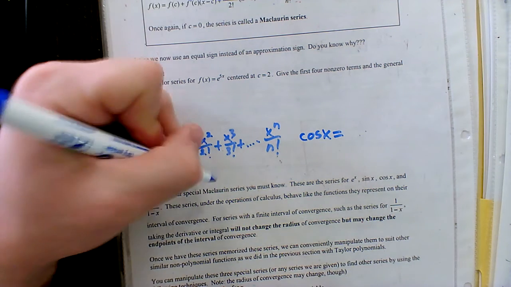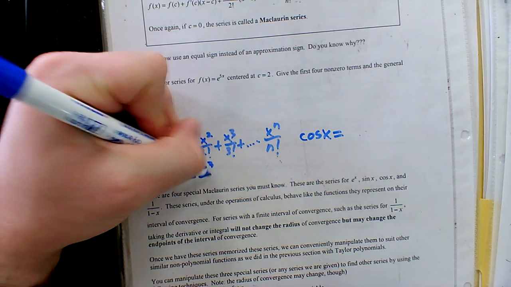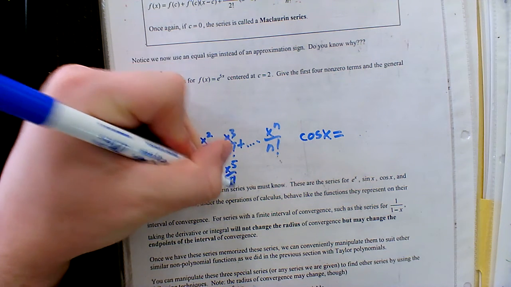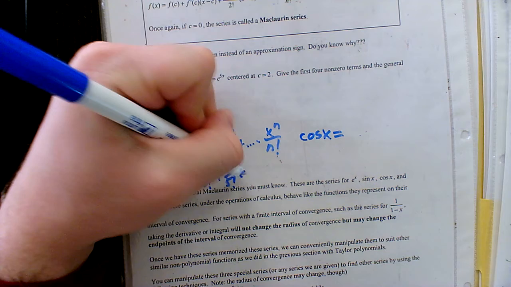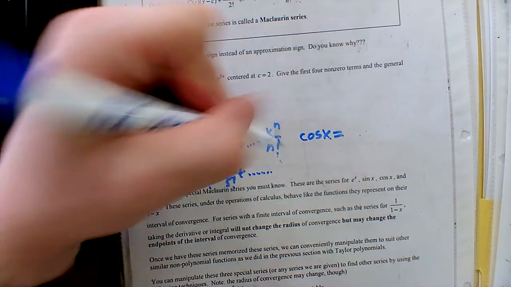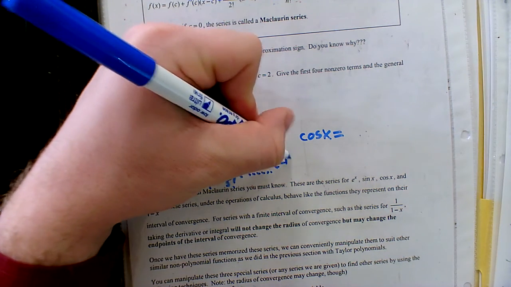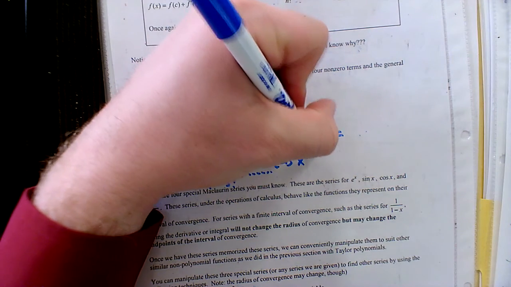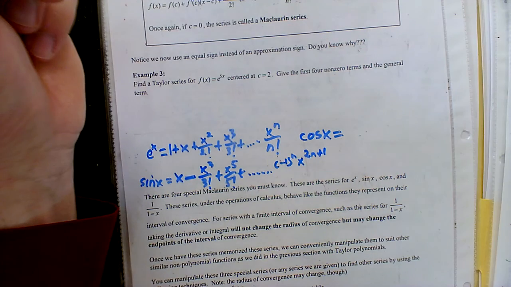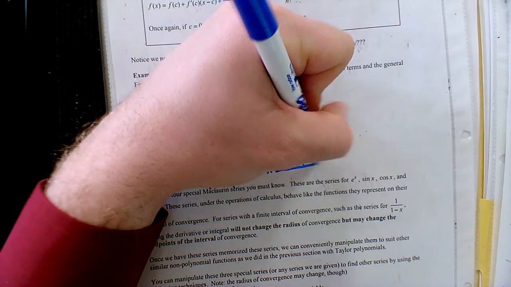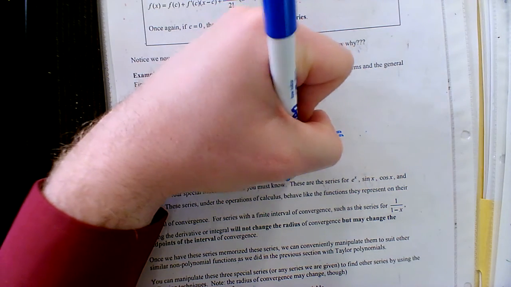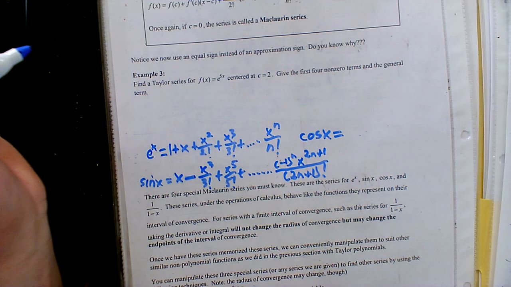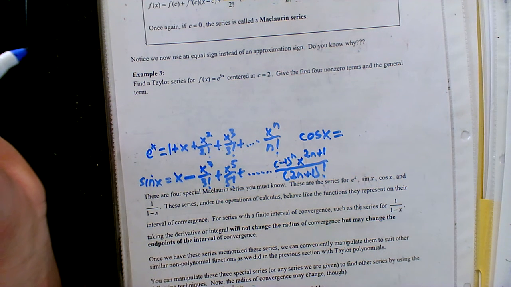So we have x minus x cubed over 3 factorial, and then plus x to the 5th over 5 factorial, and from there on it's just going to change back and forth. We have the alternator, negative 1 to the n, x to the 2n plus 1 over 2n plus 1 factorial. So that was for sine of x.